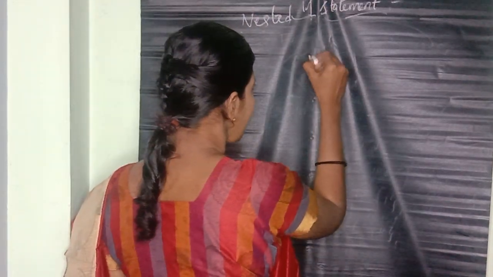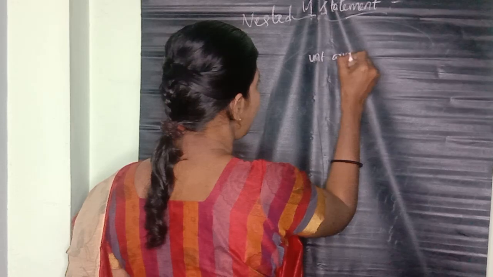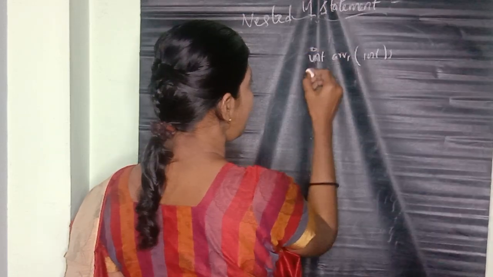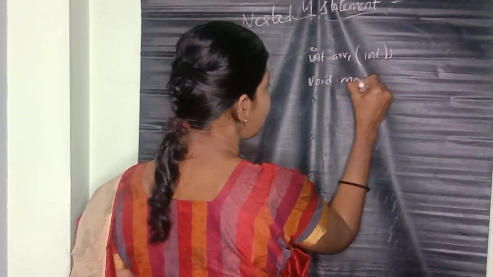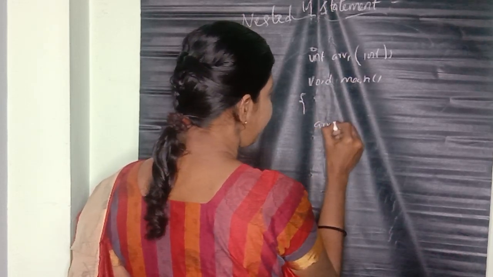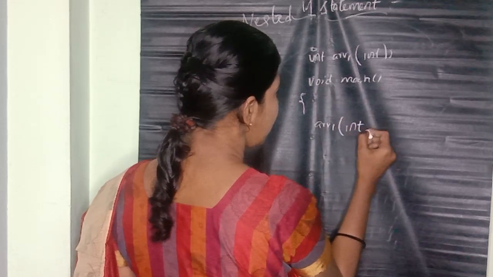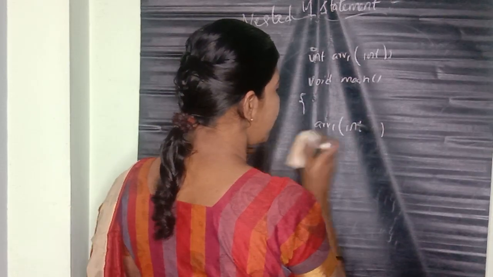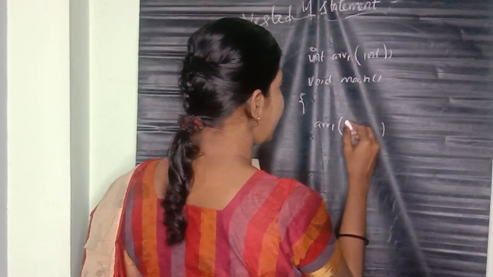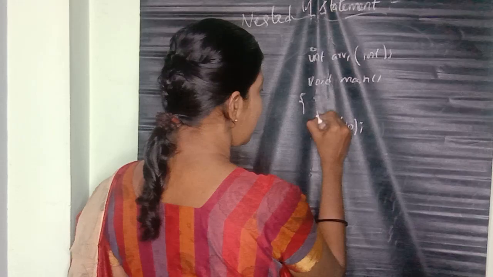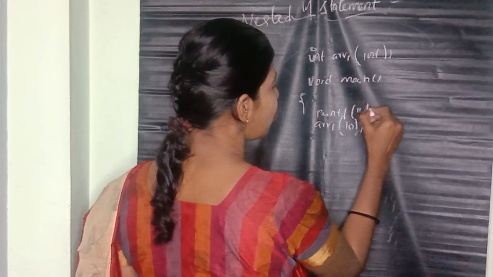Okay, let us see an example for the whole function example. Array, int array name of int. Void main function consists of array name of int a. Okay, int a calling array name of, here is specifying 10, value 10. Array name of value 10 calling printf function called.